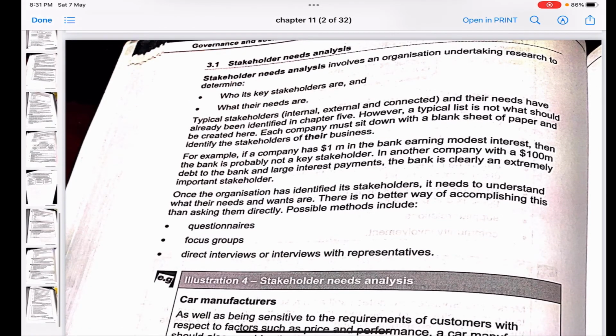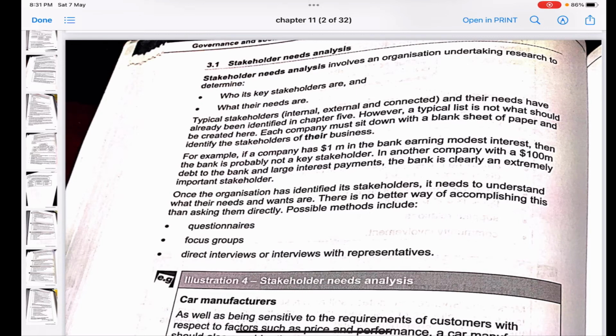Now we have the stakeholder needs analysis. So, what is the stakeholder needs analysis? It is finding out who our key stakeholders are and researching what their needs are. Typical stakeholders, internal, external, and connected, and their needs have already been identified in the earlier chapter. However, a typical list is not what should be created here. Each company must sit down with a blank sheet of paper and identify the stakeholders for them. It differs for every business.